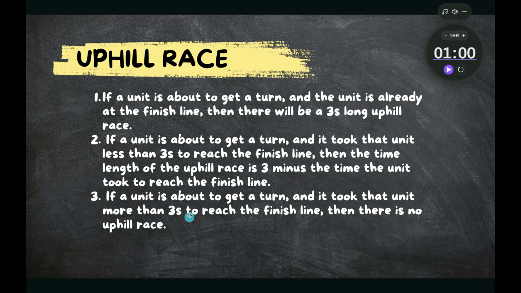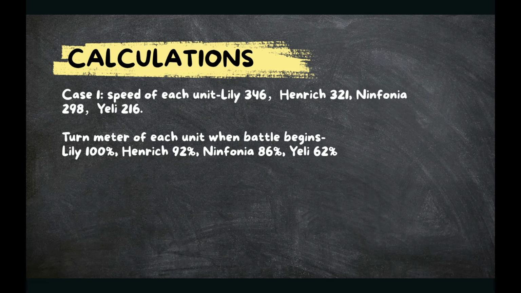Third, if a unit is about to get a turn and it took that unit more than 3 seconds to reach the finish line, then there won't be any uphill race, okay? So let's take a look at some examples so you have a better understanding of what I'm talking about.